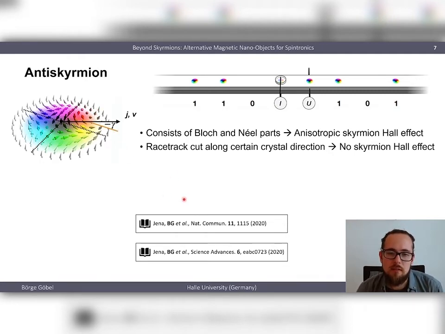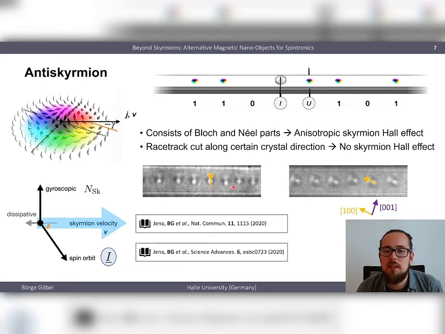So the idea in this collaboration with Stuart Parkin's group and Jagannath Jena here, who did the experiments, was to prepare racetracks that are cut along several crystallographic directions. And you can see here two of these racetracks of a Heusler material, where you can really see the contrast of these antiskyrmions changes. And the connection between these two white parts here, which corresponds to the Bloch parts, is always along the 1, 0, 0 direction. So it really matters along which crystallographic direction you prepare your racetrack.